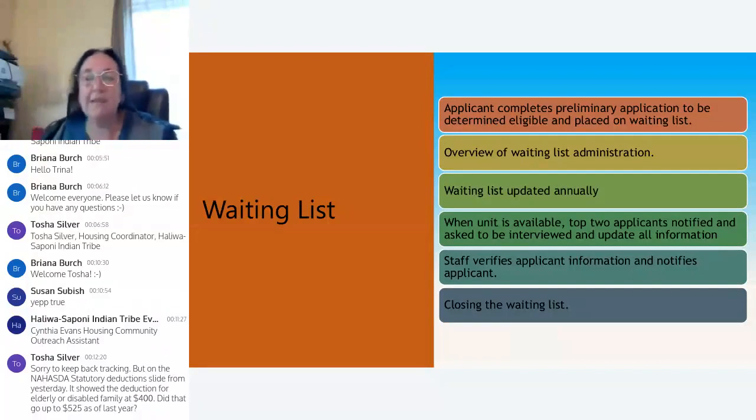And then that whole thing goes into an inactive file. So you should have a procedure basically saying how long the applications are good for before you need to update them also. So when it comes to your applications and your waiting list, there's a lot of rules that you need to outline and make sure that you have in place.